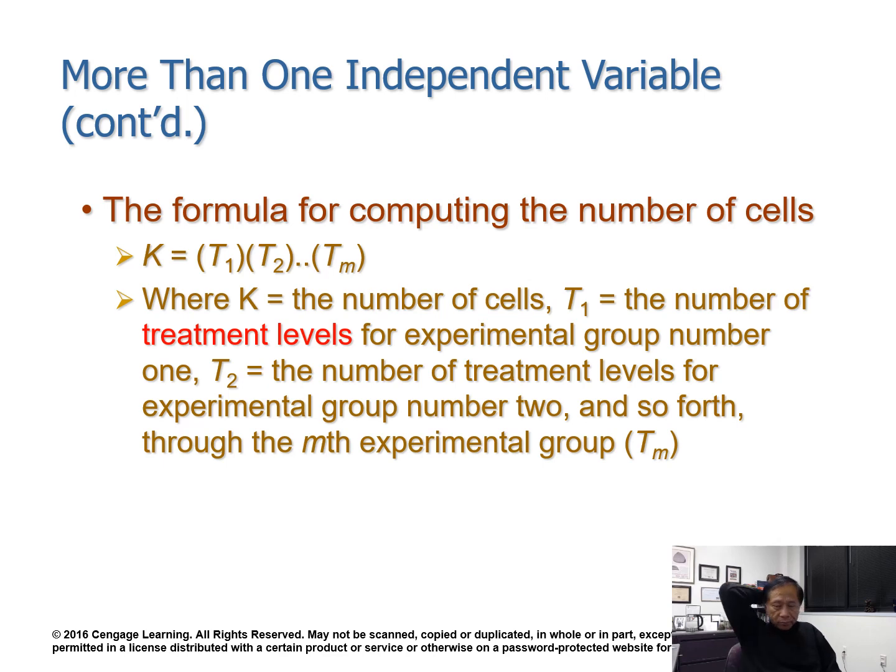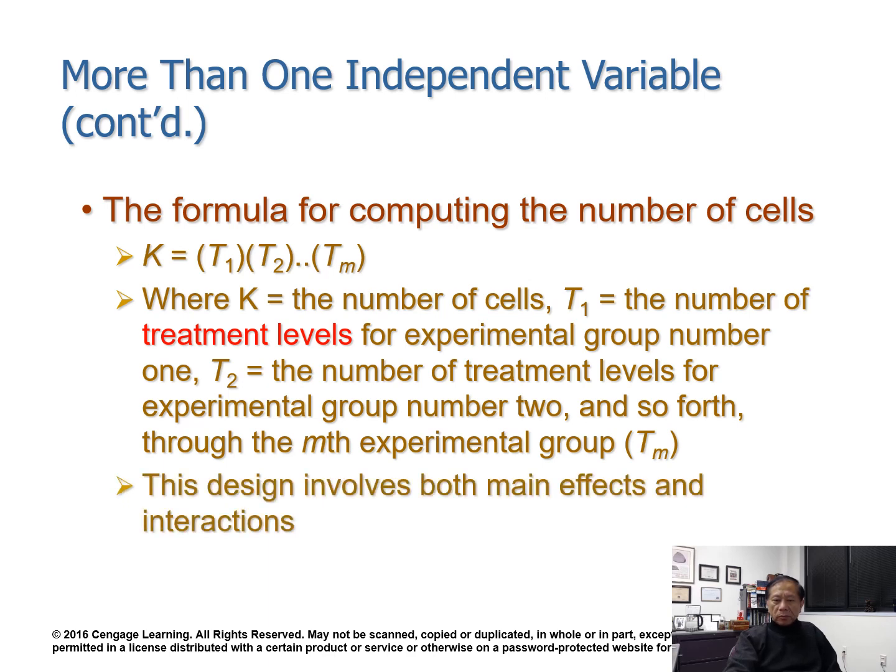In my example, let's say you have 3 colors, red, blue, and yellow. And for lighting, you have 2 levels, dim and bright. Then how many cells do you have? The 3 colors and 2 lighting levels, 3 times 2 is 6. That's 6 cells you need to have. Okay? Put people in 6 different settings, different cells.